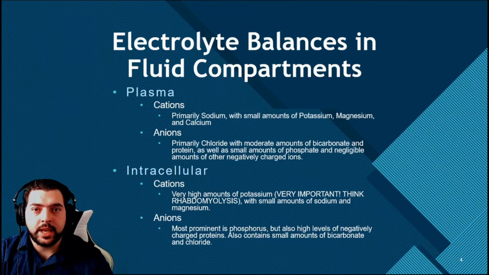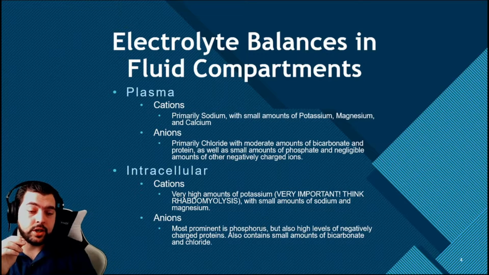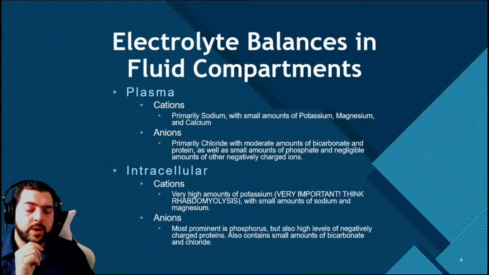The anions in the intracellular space mostly is going to be phosphorus. It's also going to have high amounts of negatively charged proteins, and it'll have some small amounts of bicarbonate and chloride as well.